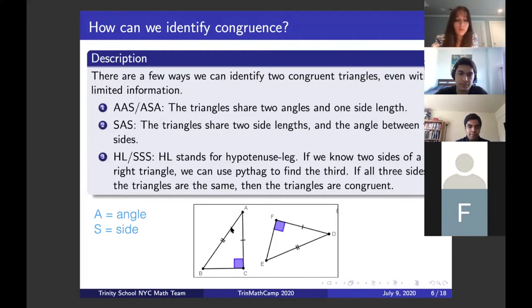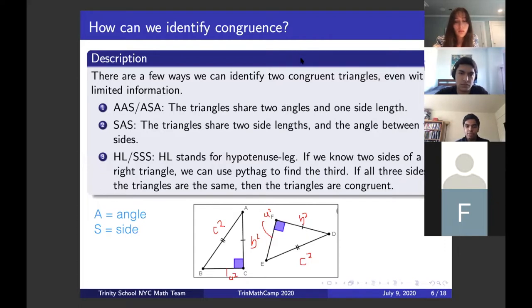Essentially, hypotenuse-leg in right triangles just tells us that we need to know the hypotenuse and one of the legs of two triangles are the same. This is precisely because of the Pythagorean theorem that we talked about the other day, because there will be a unique solution to that. So remember that hypotenuse-leg only really works in right triangles.